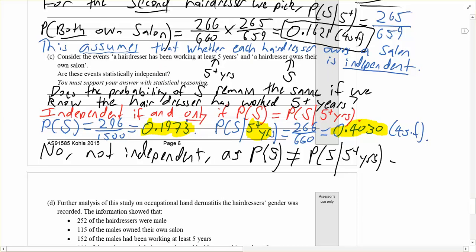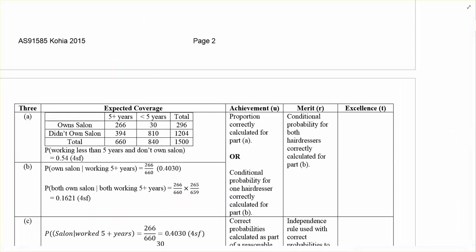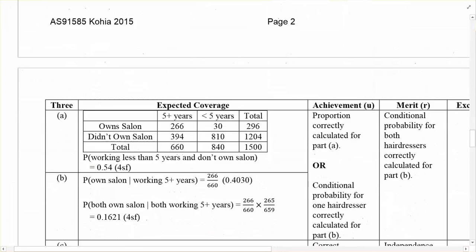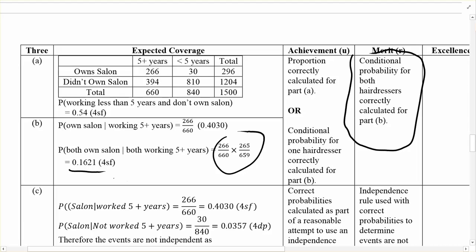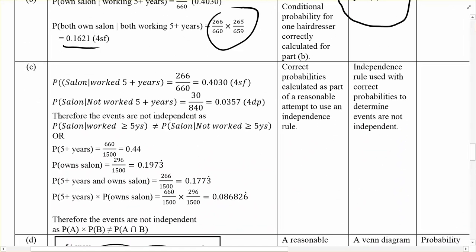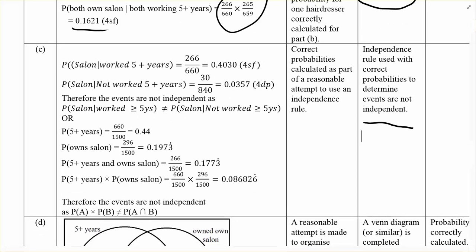So if we look at the marking schedule, for part A, you just needed the correct answer, and part A and B were marked together, so to get to merit you needed the conditional probability for both hairdressers correctly calculated. So that was this bit here. And then for part C, also went up to merit, and independence rule used, and correct probabilities used to determine whether you're independent. And as you can see, there's a few other ways you could have done that one too.